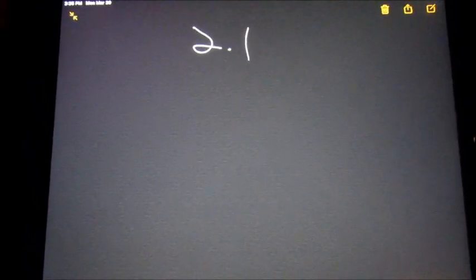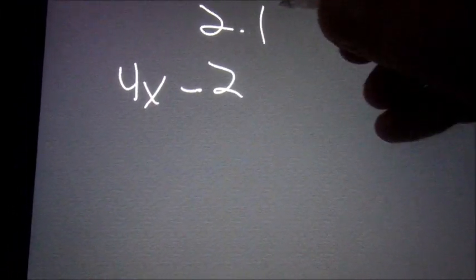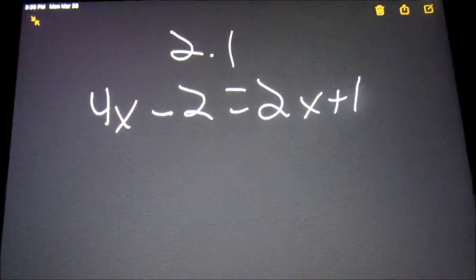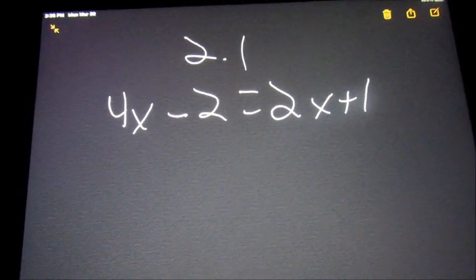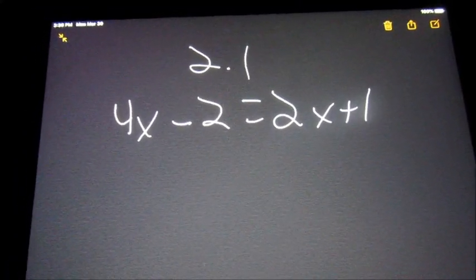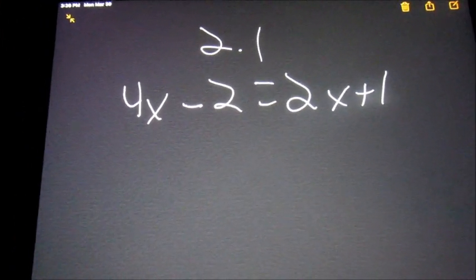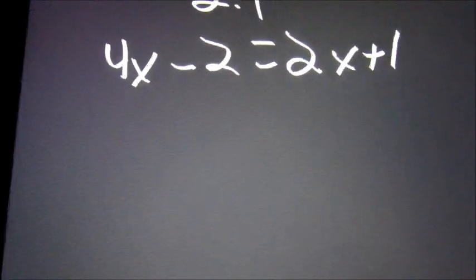In 2.1 we're going to do some actual algebra and solve for a variable. So in the first one that we have, let's say we have 4x minus 2 equals 2x plus 1. So what we want to do is get all of our numbers on one side and letters on the other. I like to keep the variable positive because a lot of people have trouble dividing by negative. So because 4 is bigger than 2, I'm going to move the 2x over to this side.